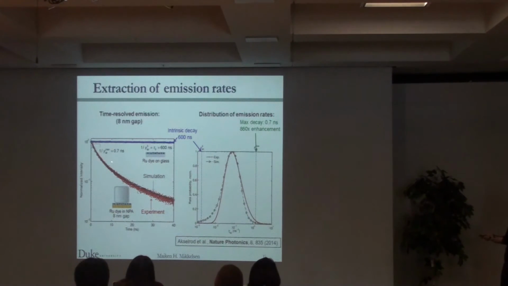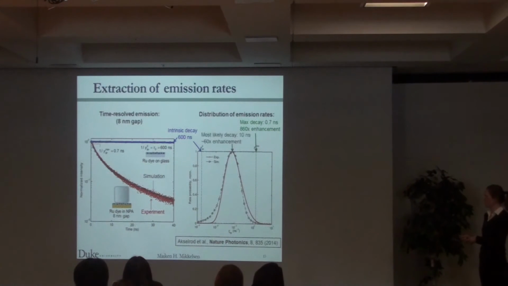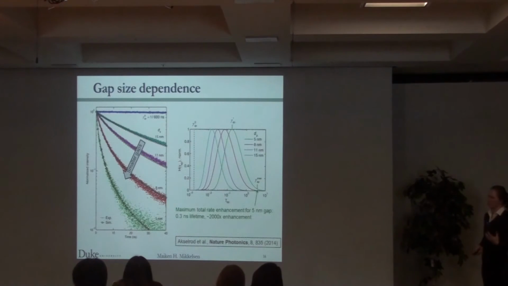The way to understand this is that this tail over here shows the maximum decay rate, which occurs shortly after the molecule has been excited, and shows a decay of 0.7 nanoseconds, corresponding to an enhancement of 860 times in the spontaneous emission rate. We can also look at the most likely decay rate, which is the peak here, about 10 nanosecond decay, corresponding to an enhancement of about 60 times. So that was for the 8 nanometer gap.